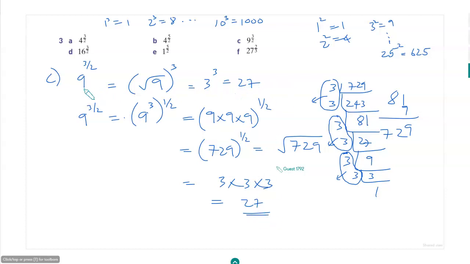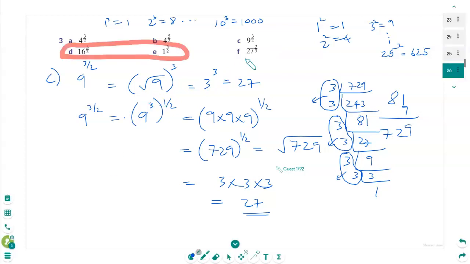Okay, so for all these fractional indices, there are two ways to solve it or to find the value. You have two ways, and you'll probably see that one of the ways is easier. So you just understand which one is easier to practice. Maybe we'll do one more. Let's do this. Let's do F. Okay, how do you do F?